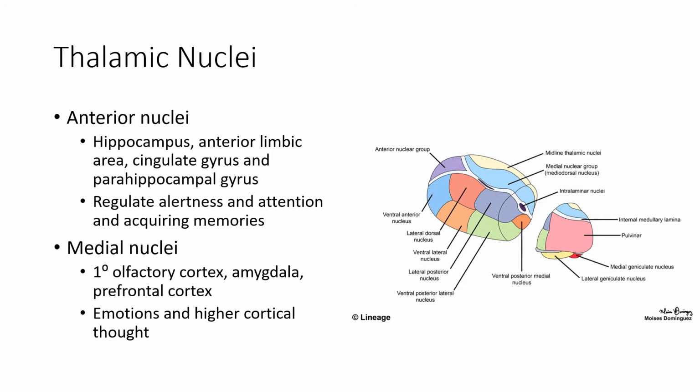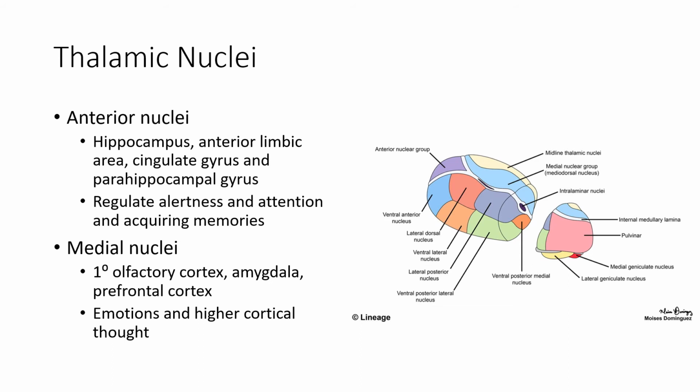Anterior nuclei, so our hippocampus, anterior limbic area, cingulate gyrus, and parahippocampal area. So a lot of things that have to do with emotions there. Regulate alertness and attention and acquiring memories.